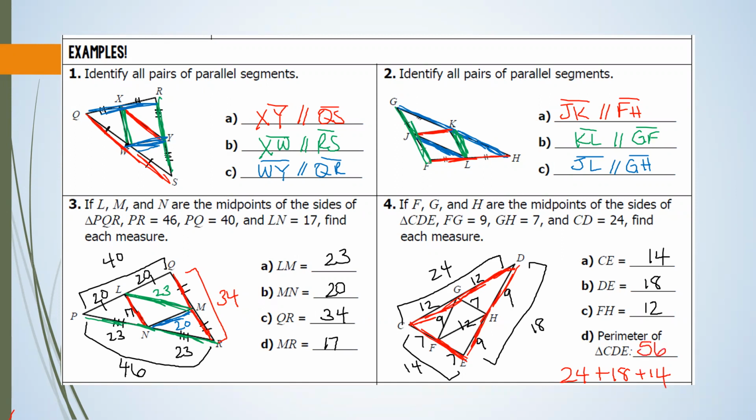The other thing that you could have done was you could have added all the little pieces together. 12 plus 12 plus 9 plus 9 plus 7 plus 7. You're still going to get 56. Okay, so remember, perimeter is the sum of the outside. And since this was the perimeter of triangle CDE, we wanted that whole big triangle.